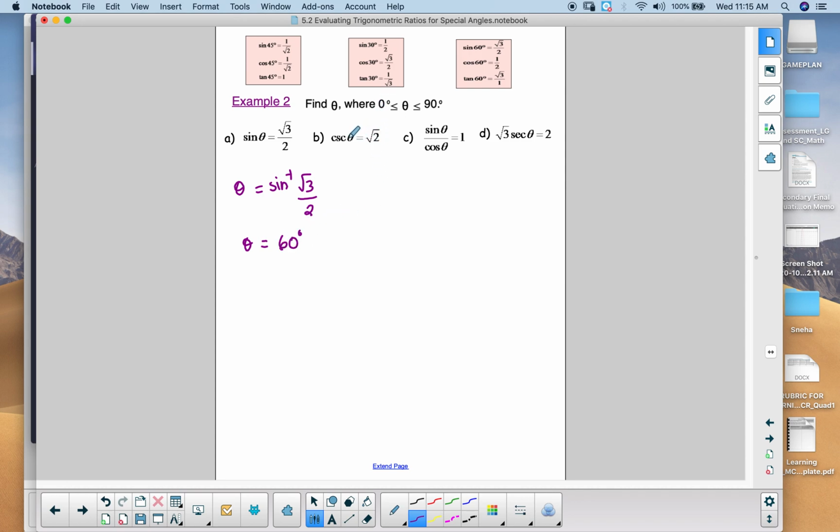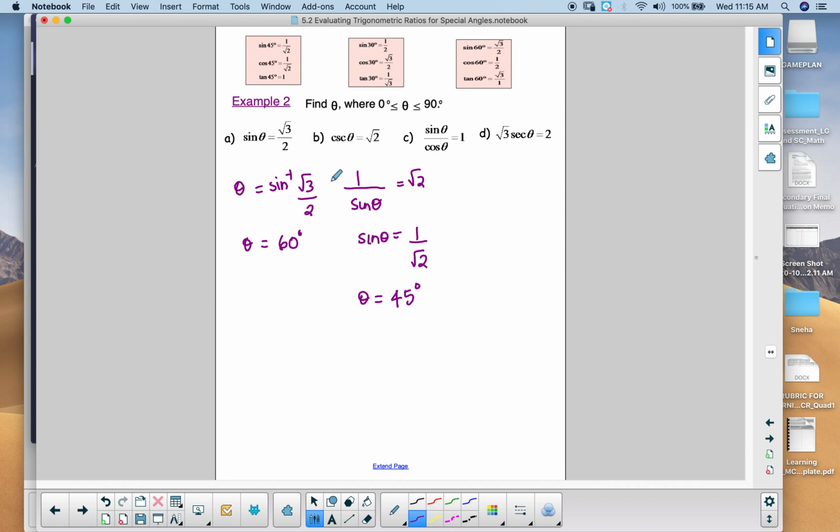Now, the second example is the secondary ratios. Cosecant of theta is equal to root 2. So we have to bring it down to a primary ratio. Cosecant is the reciprocal of sine. So we can say that 1 over sine theta, which is what cosecant theta is, is equal to root 2. And if we find the reciprocal on both sides, that would mean sine theta is 1 over root 2. And which angle will give sine theta as 1 over root 2? It is 45 degrees. So theta equals 45 degrees.